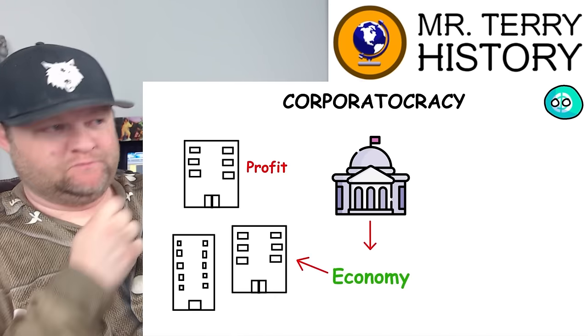Noocracy. It's a government system where authority is only given to the most knowledgeable and wise people, traditionally being philosophers and theologians. Yeah, this is literally Plato, philosopher kings. The people that rule over us should be the wisest among us.